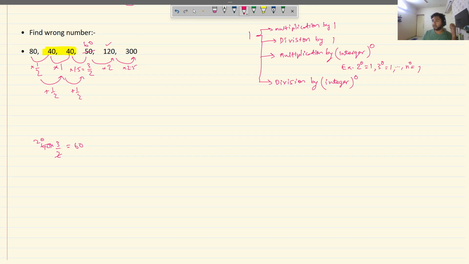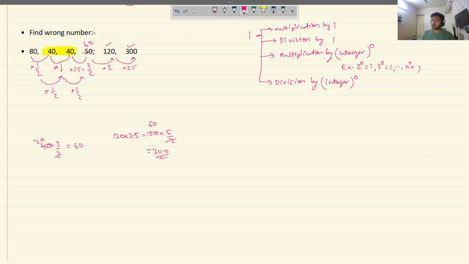Let's see if 120 into 2.5 is 300 or not. So I can write 2.5 as 5 by 2, half of 5 basically. 120 by 2 is 60, 6 into 5 is 30, and 0, 300. Yes, we are getting 300, that means our logic is correct.